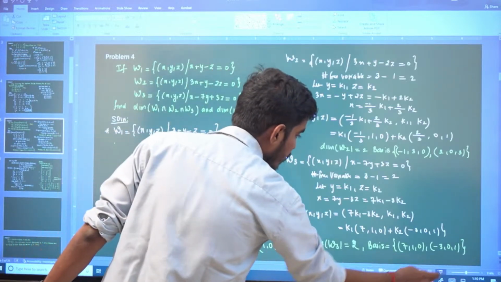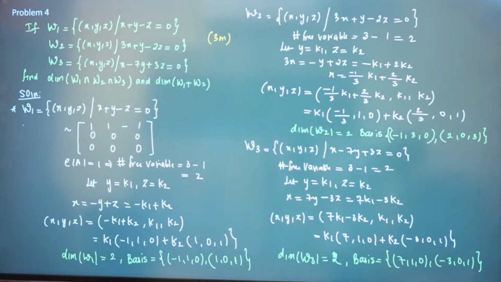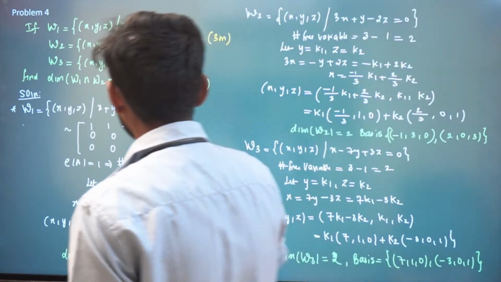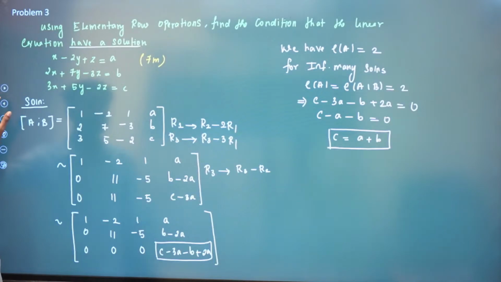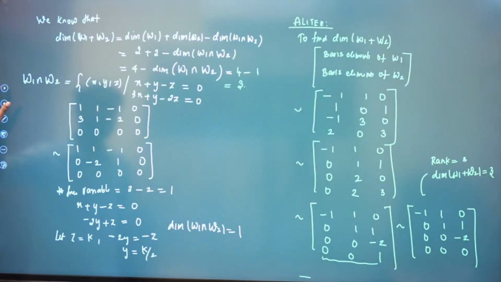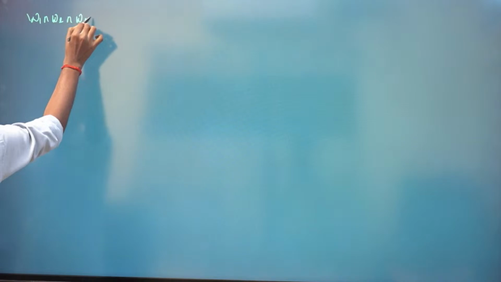Now we will find the dimension of W1 intersection W2 intersection W3. We have found the dimension of W1 plus W2 now; it turns out to be 3. Now we will find the dimension of W1 intersection W2 intersection W3.